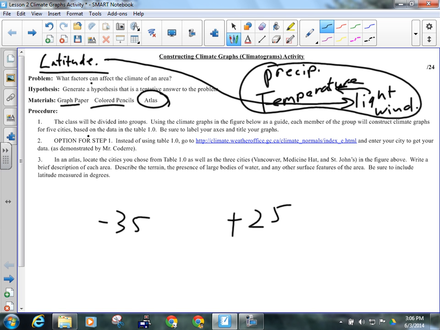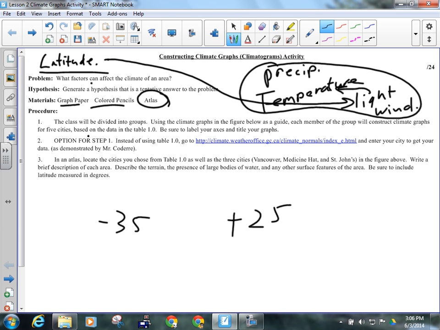So how much do you need to get on your graph? 60. Right? From negative 35 to positive 25 is 60 degrees. Agreed? All right, so you'll have to take your 25 minus negative 35, and you'll get your big number.